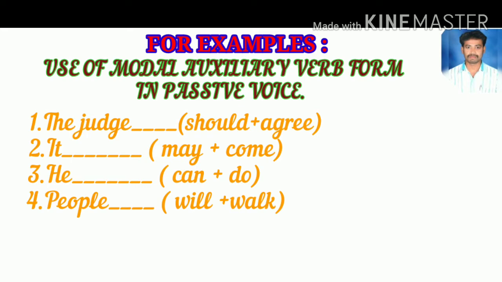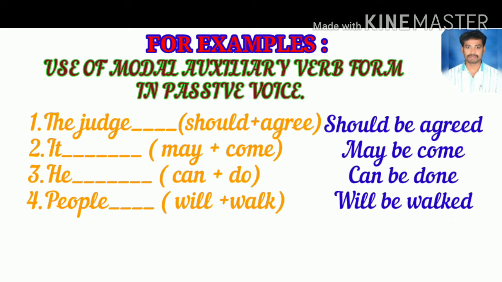Be form is also a primary auxiliary verb, and there are 13 other modal auxiliary verbs. If there is a modal auxiliary verb, we have to use the same modal auxiliary verb, and then we are going to add be, and then the V3 form of the main verb, which is in the bracket.